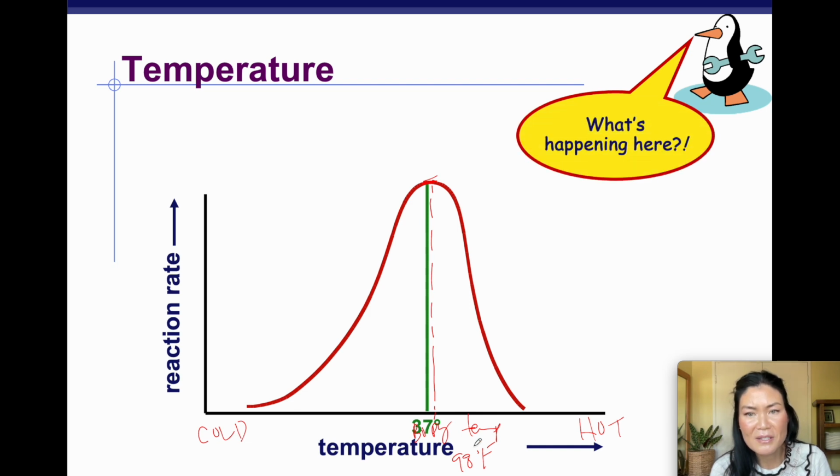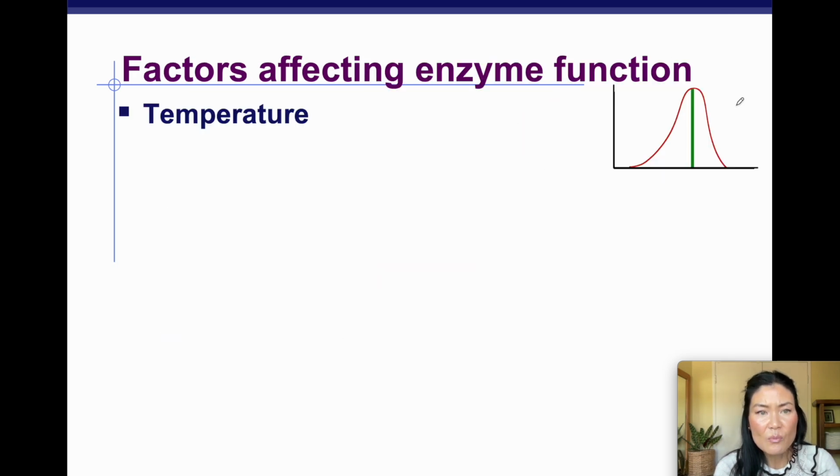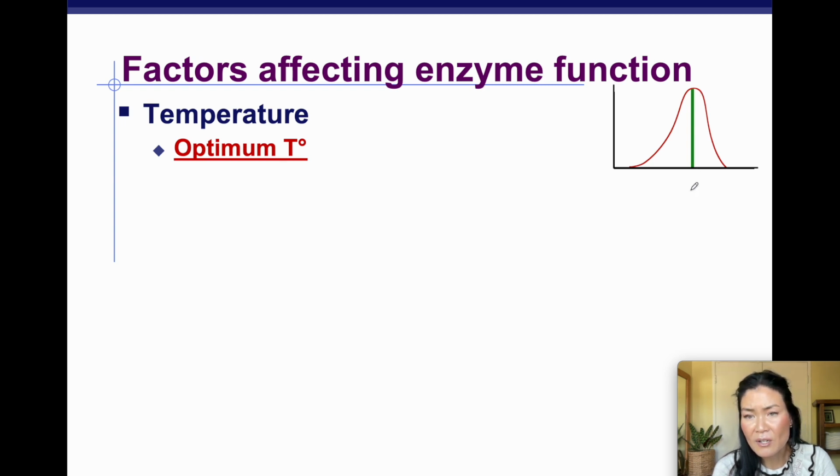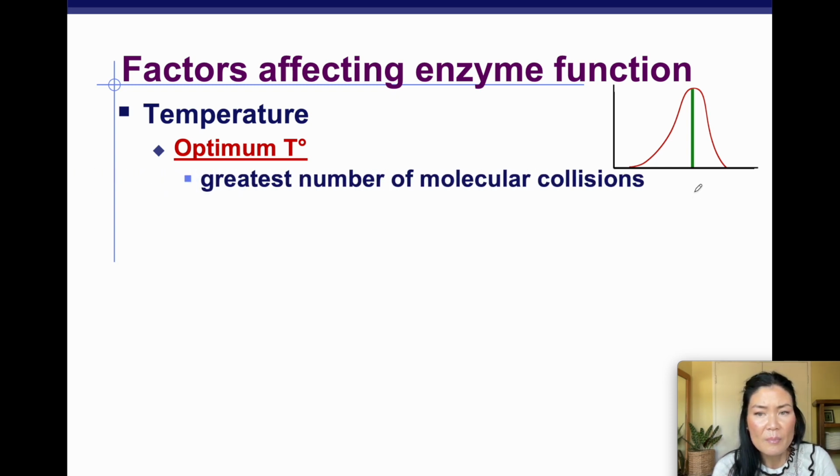37 degrees Celsius is our body temperature. When we're talking about enzyme function and temperature, the graph is always going to look like this, because all enzymes have an optimum temperature that they work at. The enzymes in our body work best at 37 degrees Celsius or 98.6 degrees Fahrenheit, because this is the point at which you have the greatest number of molecular collisions.